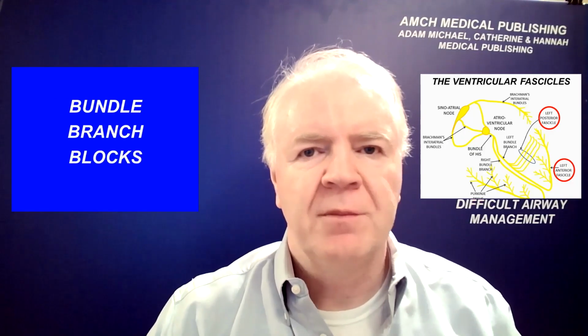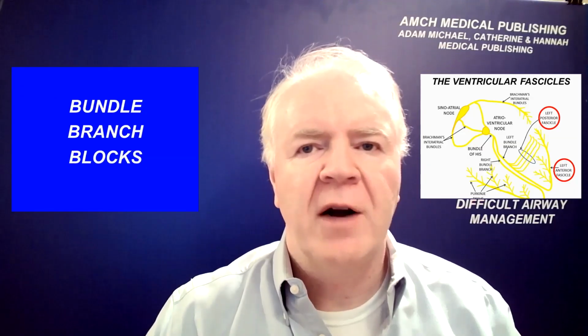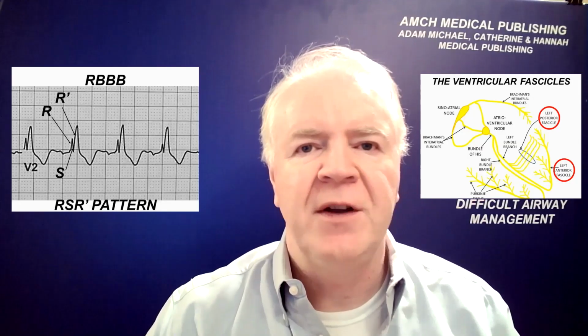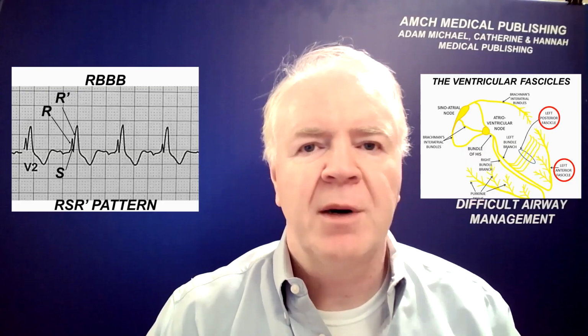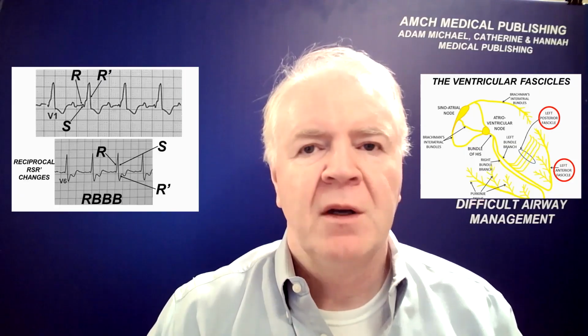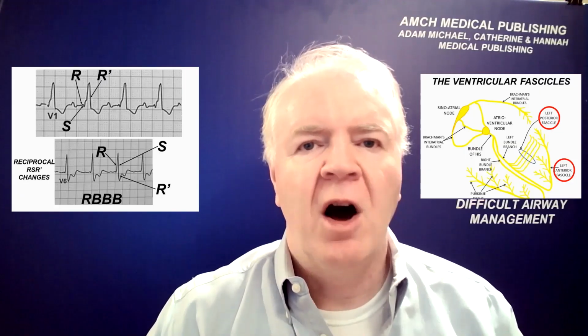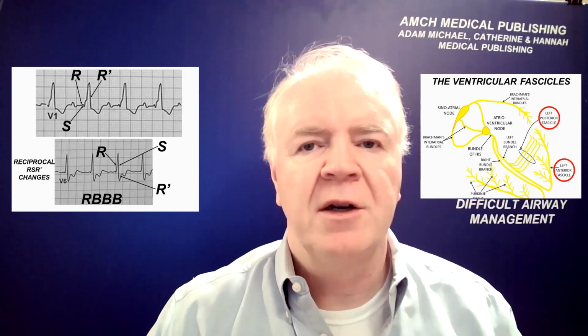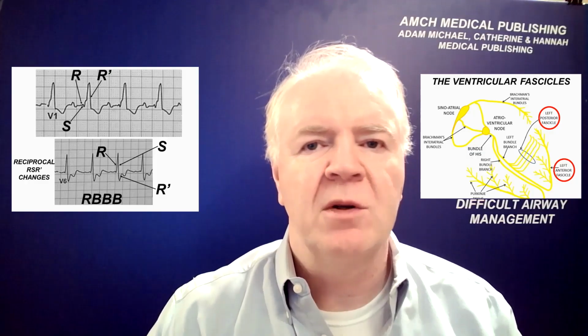Right bundle branch block. The presence of an RSR' pattern in lead V1 or V2 indicates the presence of a right bundle branch block. This is due to the damage of the right bundle branch, which usually depolarizes the right ventricle. However, right bundle branch block is also a normal variant in many people in the population. The QRS or RSR complex is longer than 100 milliseconds or 2.5 small squares.